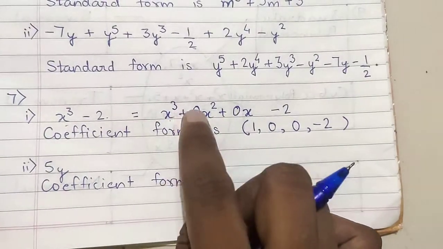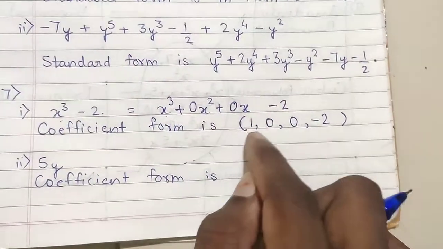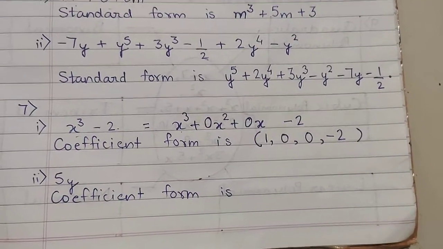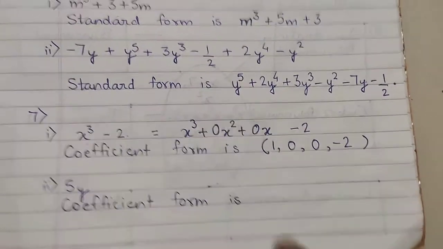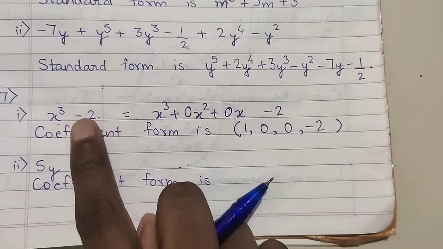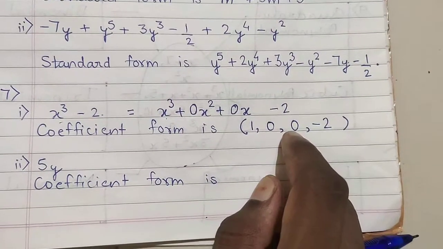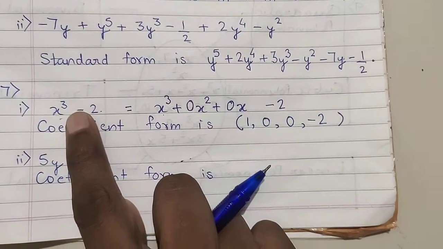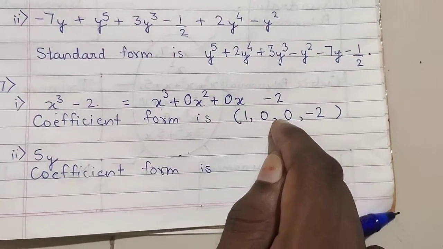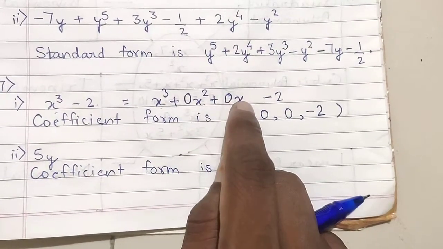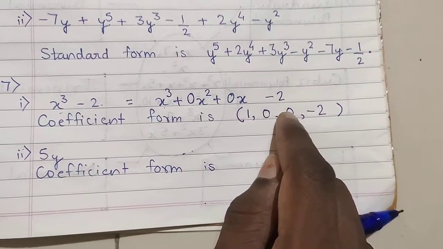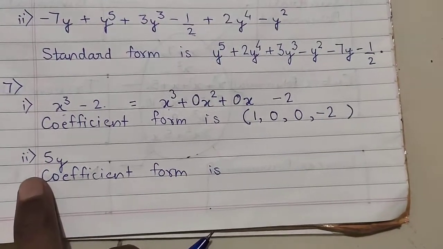So you can see 1, 0, 0, minus 2. So this is your coefficient form. Okay. So remember, you have to write 0 for those coefficients which are not here. If your variable is missing in between, write the coefficient of that variable as 0. So in this case your x square and x were missing, so that is why we have written 0, 0 for that. Okay, now see your second question.